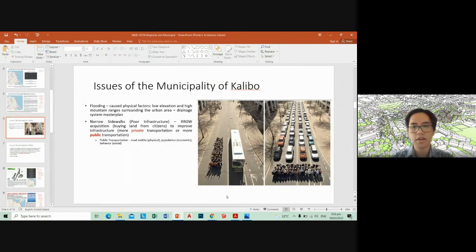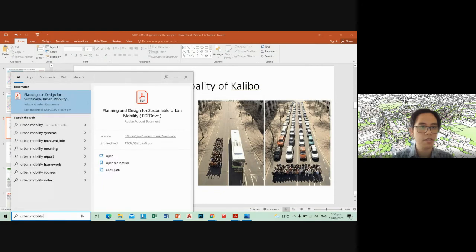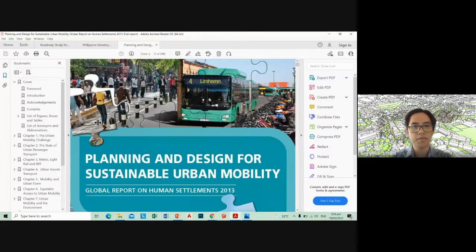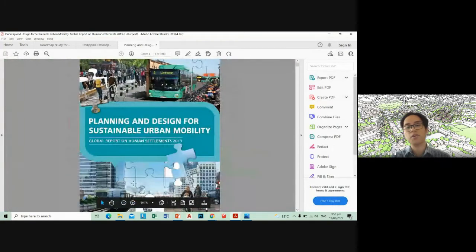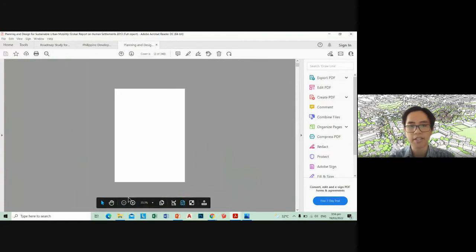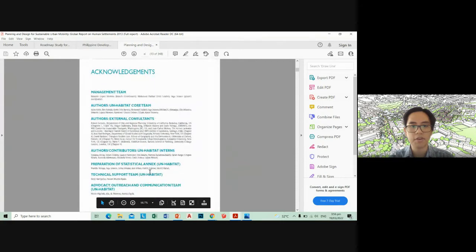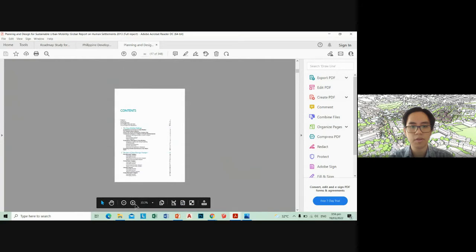And there's a whole document on this, urban mobility. Let me just show you quickly. There's also a thing called sustainable urban mobility. I think this falls under urban planning more than urban design because the scale is bigger. So some factors we'll look at here, I didn't have time to put them into the PowerPoint. Let's see here. Table of contents. Okay.